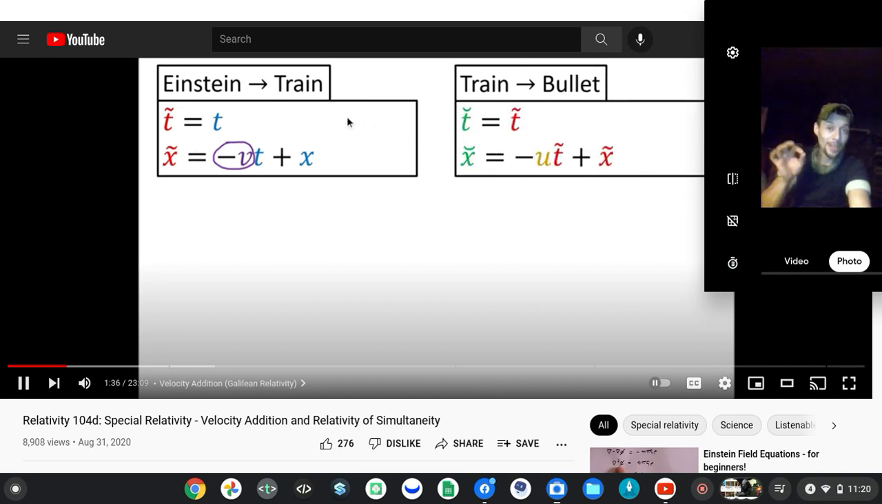The Galilean transformation from the train to the bullet changes t tilde and x tilde into t smile and x smile, using the velocity u, which is the velocity of the bullet according to the train.